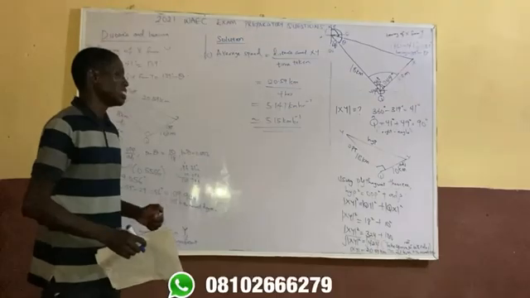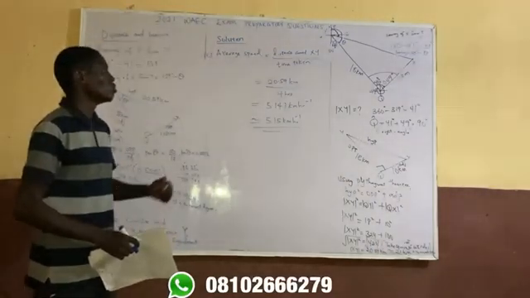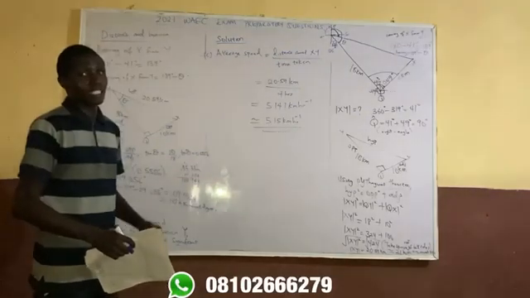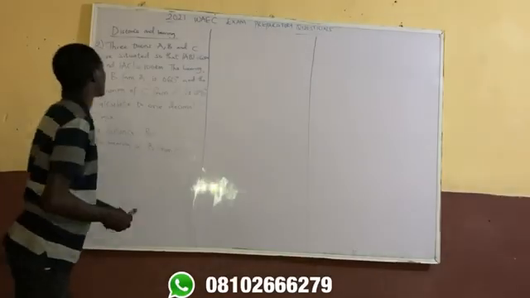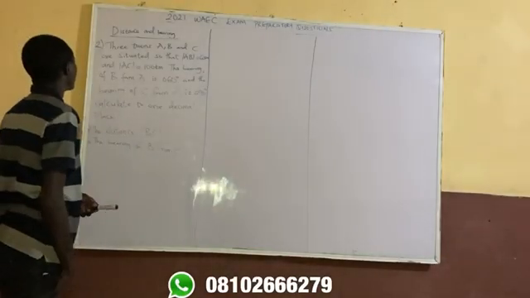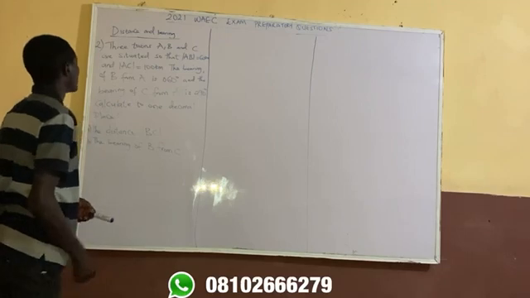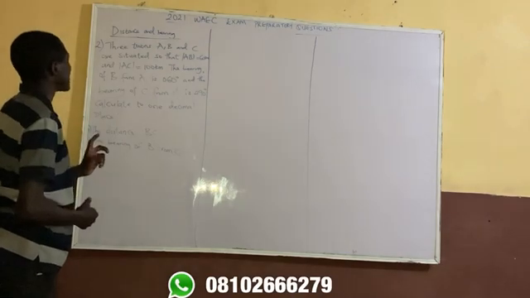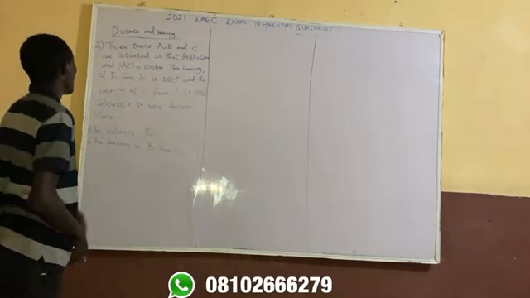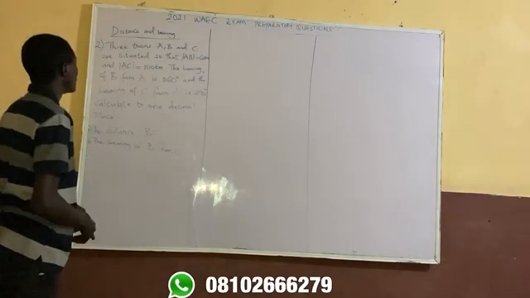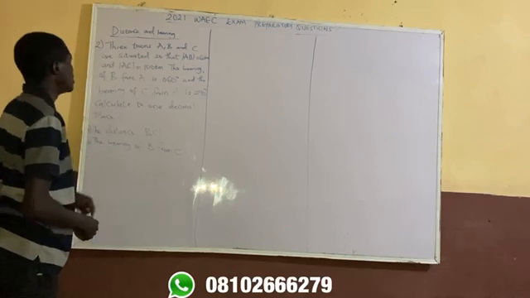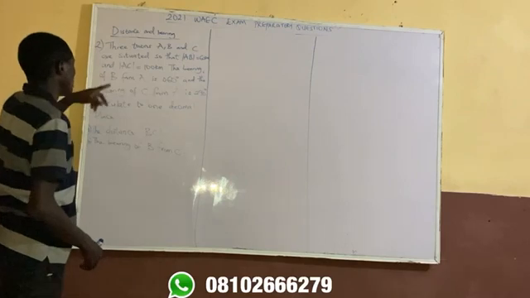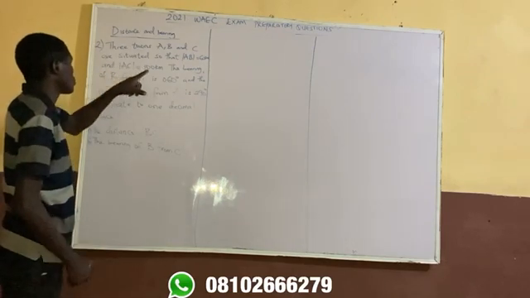Join me in the next subsequent class on how to use sine rule and cosine rule to solve distance and bearing. I come back still on distance and bearing. The second question here says that three ships A, B and C are situated so that line AB, that is distance AB, is 60 km, and distance AC is equal to 100 km.